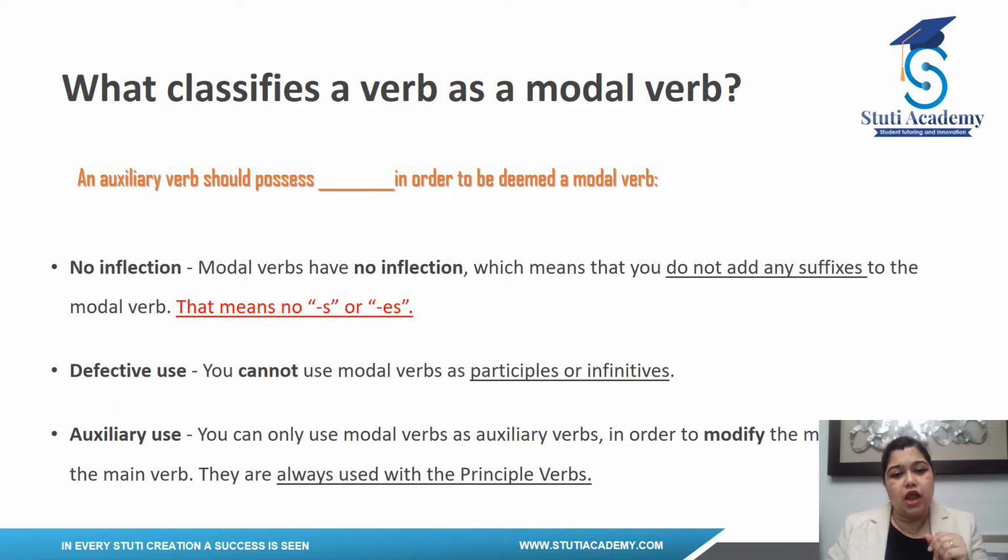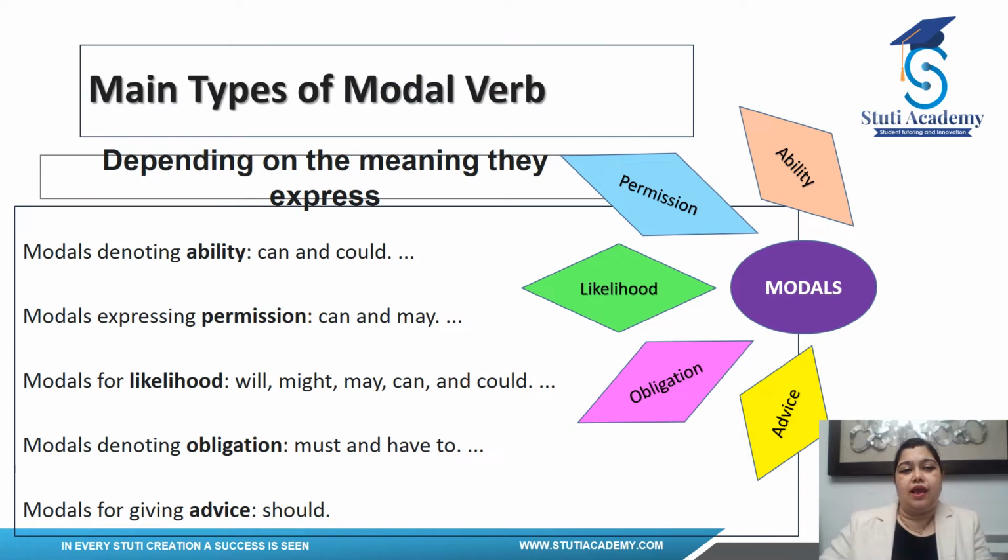Auxiliary use. You can only use modal verbs as auxiliary verbs in order to modify the main verb, like in order to tell something more about the main verb. They are always used along with the principal verb. So the principal verb cannot be used alone. The principal verb and the modal verb are used together. Okay, main types of modal verbs.